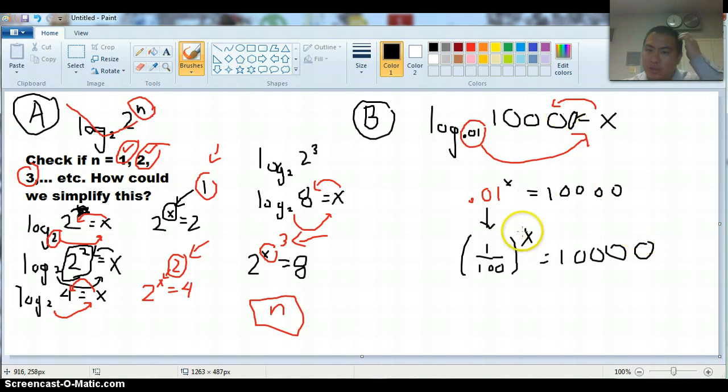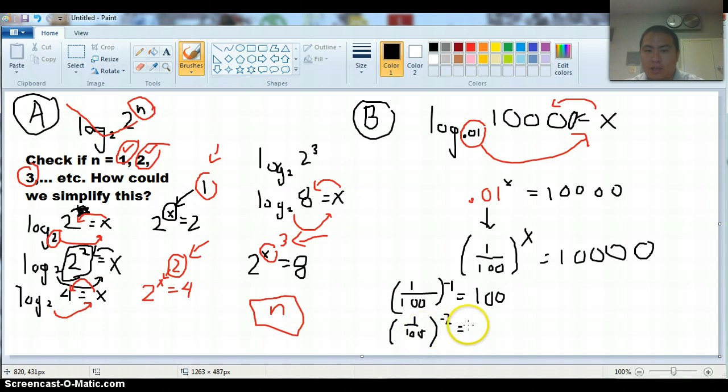So the first thing I'm going to do is, what if I made this x a negative? For example, 1 over 100 to the power of -1. That equals 100. Okay, so we're almost there. What about 1 over 100 to the power of -2? Well, that puts me at 100 times 100, which is equal to 10,000. Now I have my correct answer. 10,000 is what I wanted, right?